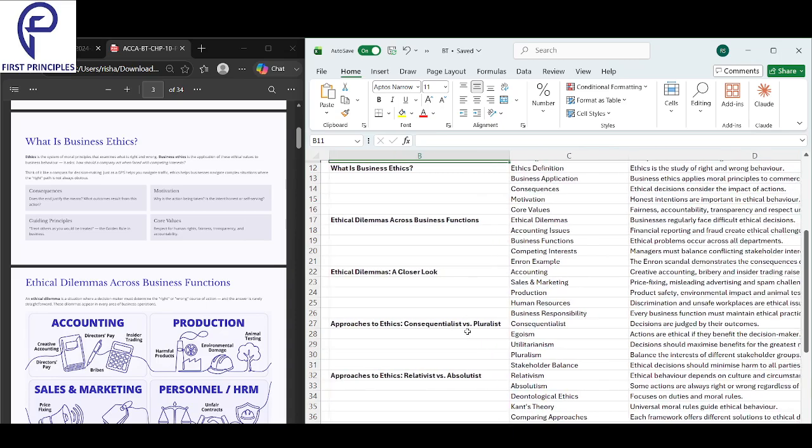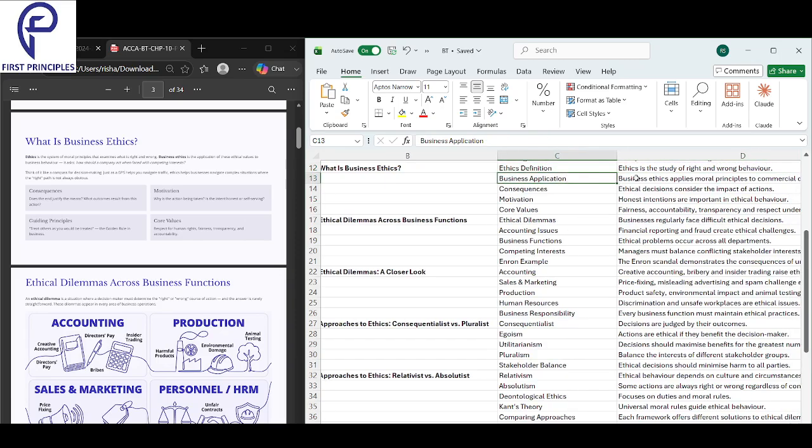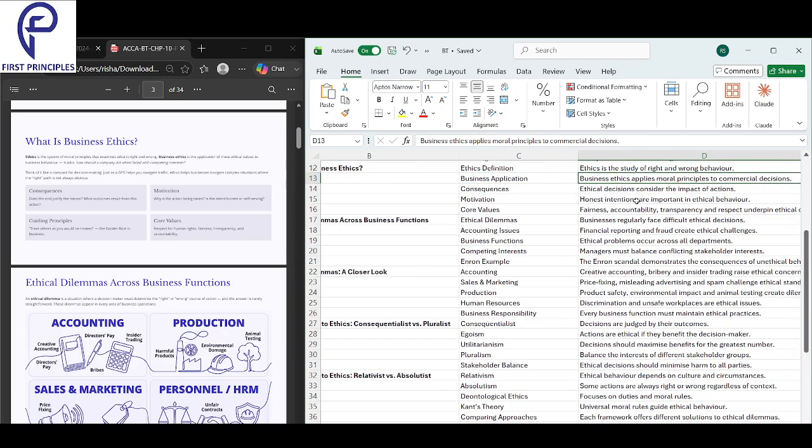When we talk about what is business ethics, ethics is the study of right and wrong behavior. What behavior is right, what behavior is wrong, the study of that is called ethics. And what we are really studying is how we apply these ethics to business. Business ethics applies moral principles to commercial decisions. How can you apply the idea of what is right and what is wrong to commercial decisions? That is what business ethics does.